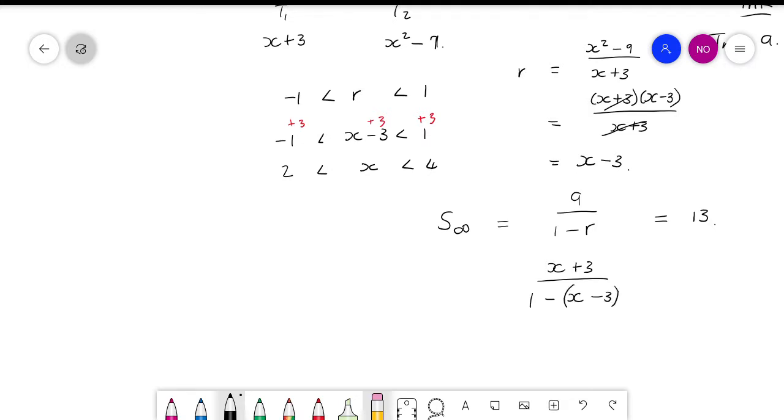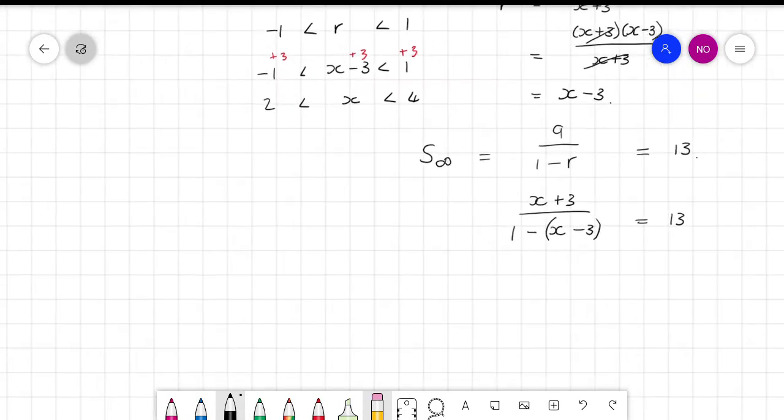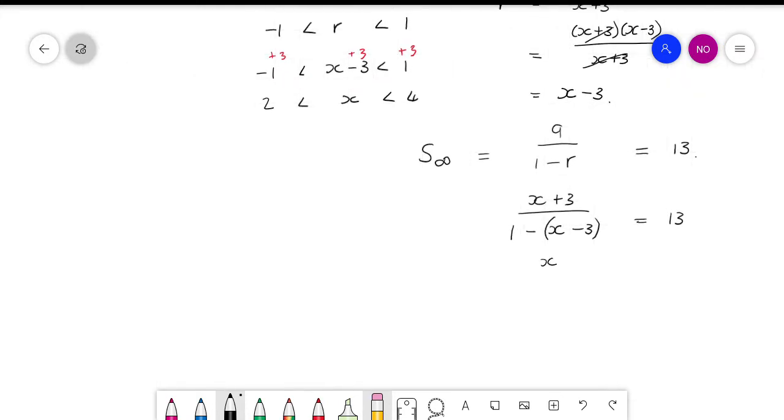Use your brackets. No, they don't cancel each other out. It's going to be minus x plus 3, which is going to be minus x. Okay, and I'm still solving for x, so I'm going to take it over.